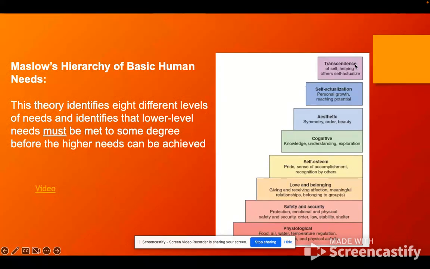So before we're really moving up to love and belonging, we have to make sure that they're eating, they're not hungry, they have water, they have temperature regulation, we're keeping them warm. We have to focus on these at the bottom before we can really achieve these at the top. I would encourage you to click the link and watch the video about Maslow's hierarchy of needs.